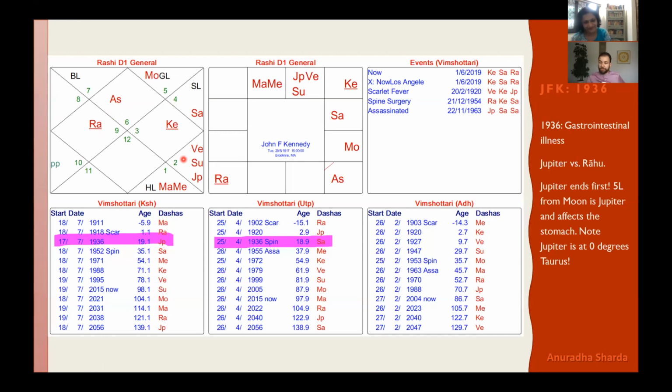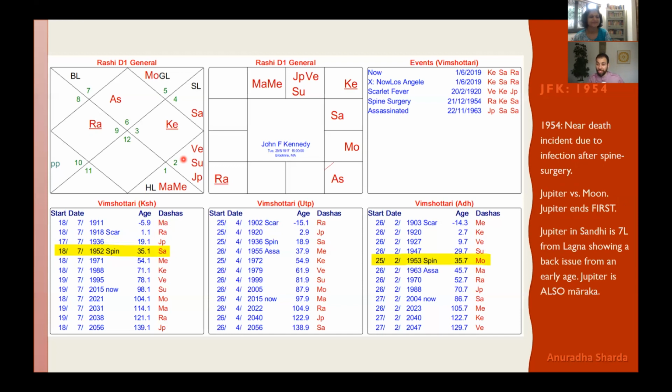Now, the last event for him, same chart. Around 54, he had the spine issue. He had a lot of spine pains and spine problems and back problems throughout his life. Very, very heavy problems.